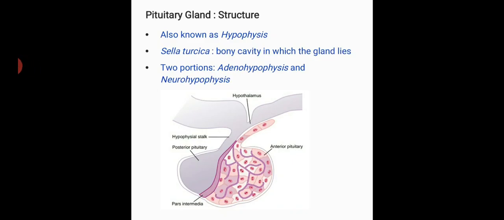In this lecture, we will study about pituitary gland. It is a very important endocrine gland in our body, also known as hypophysis. It is a small gland about 1 centimeter in diameter and up to 1 gram in weight. It is present in a bony cavity at the base of the brain known as sella turcica and is connected to the hypothalamus by a stalk called hypophyseal or pituitary stalk.